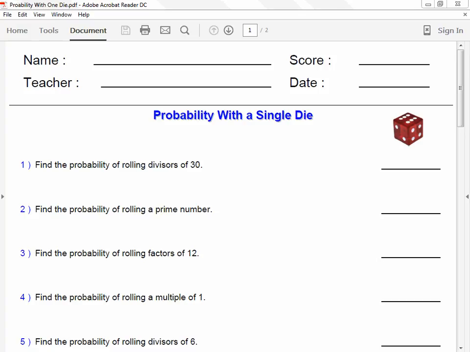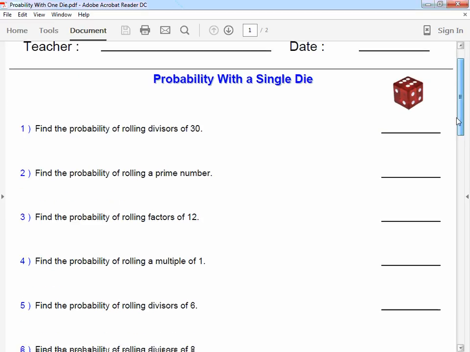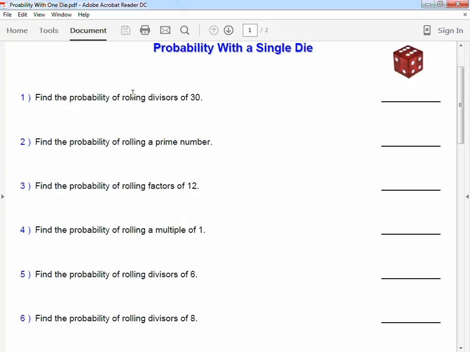For today, we're looking at probability with a die. You know, a die, it's a figure that has six sides, right? We throw them, we roll them, six sides. So here, for question number one, let's find the probability of rolling a divisor of 30.